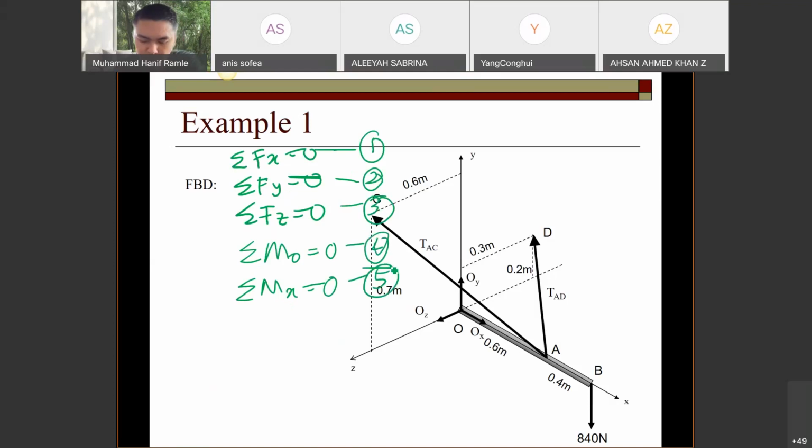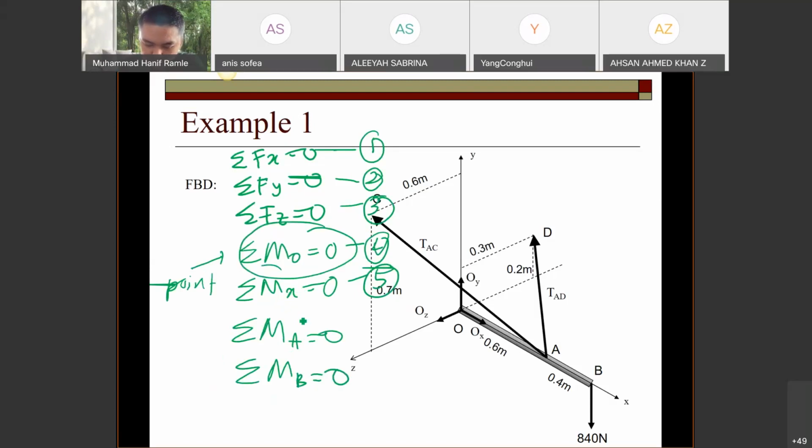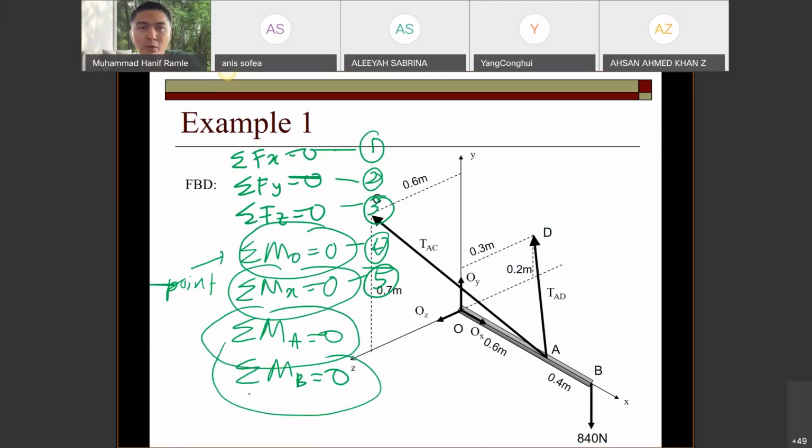It is not necessary to find the axis for the moment. You can take it from a point as well. You can develop an equation from another point, which is point E, for example. In this case, we do have B. You can play around with these different moments. This is the at least five equations that you have to develop to solve the problem.